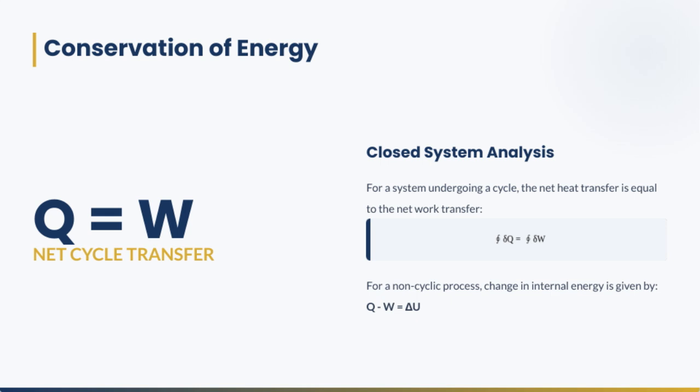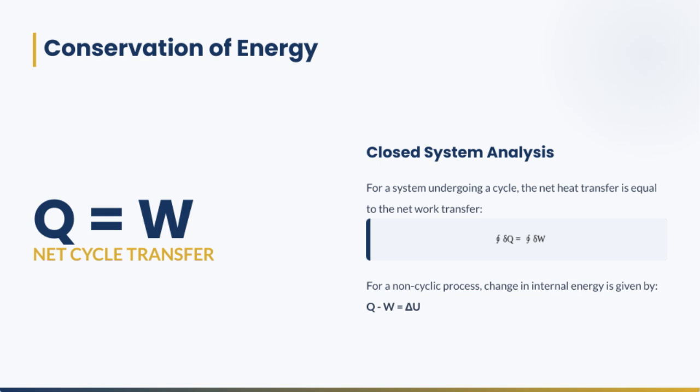Now, when we look at a system undergoing a cycle, the key point is that over the entire cycle, the net heat transfer is equal to the net work transfer. This means that the total heat added to the system throughout the cycle is exactly balanced by the work done by the system, and vice versa.